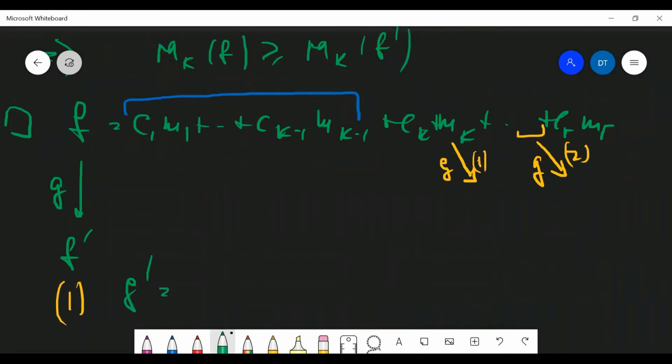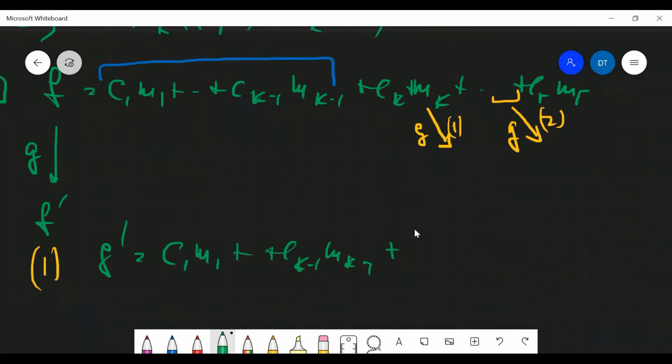In case number 1, f prime will be c1 m1 plus etc. plus ck minus 1 mk minus 1 plus something else. Here we do not have ck mk because it's reduced by g in the process of elementary reduction. This something either came from the result of reduction here, or from some of the monomials here. In any case, by the definition of the reduction, this monomial must be strictly smaller than mk.